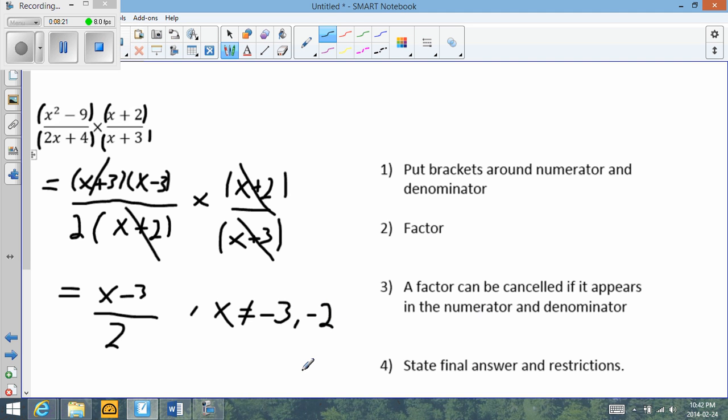So it equals x minus 3 over 2, and Megan, stop talking. X can't equal negative 3, negative 2. Okay.